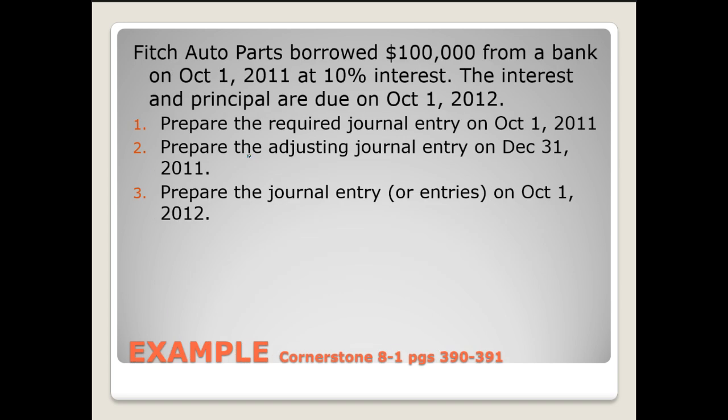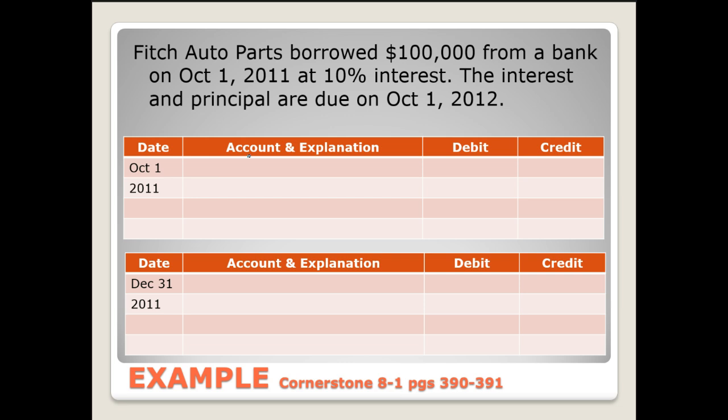This is your Cornerstone 8-1 on pages 390 and 391. We have a company, Fitch Auto Parts, and they've borrowed $100,000 from a bank on October 1st, 2011, and it's due a year later, October 1st, 2012. So first, let's look at the required journal entry for the issuance of the note. It was issued on October 1st, 2011.